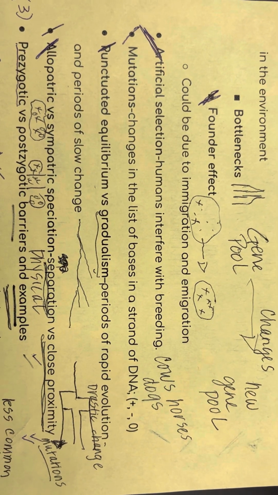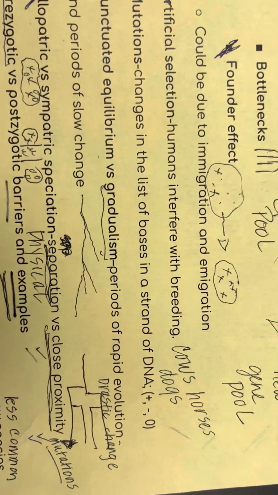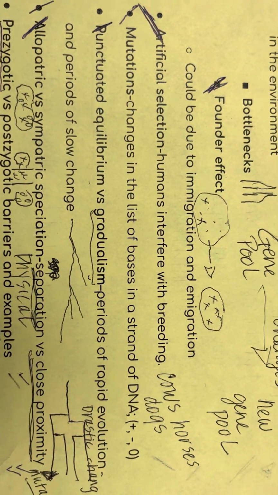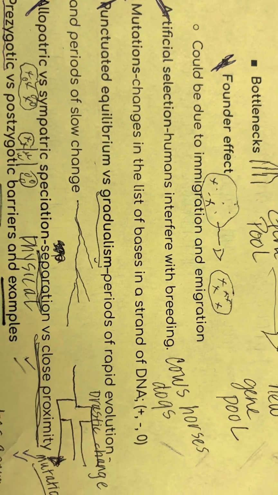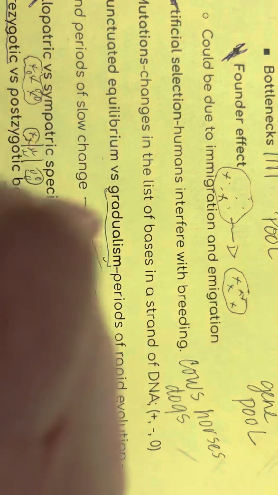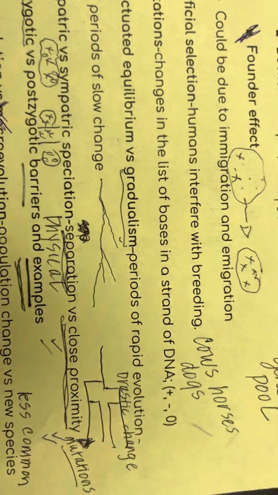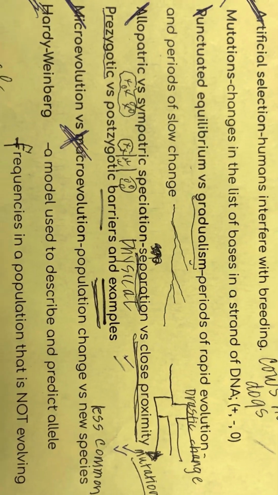Punctuated equilibrium versus gradualism. Gradualism is this idea that this gradually changes over time in the different species. Punctuated equilibrium is like punched it, and it, abrupt, and there would be these straight corners, 90-degree angles. In reality, they both occur.